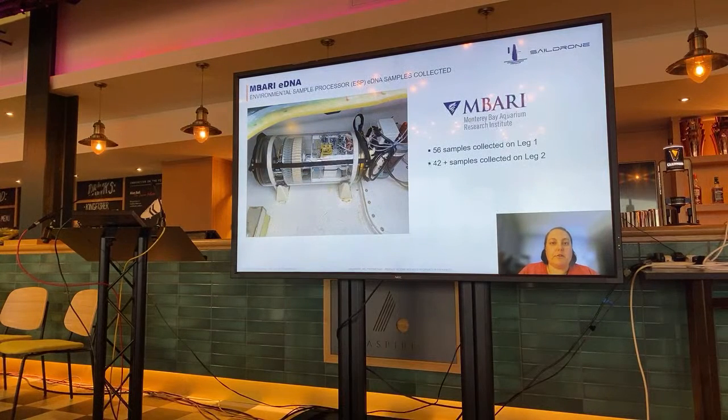In addition to the mapping, we also had installed the MBARI environmental sample processor, which was used to filter the water from the sea surface to collect eDNA throughout the course of the mission.